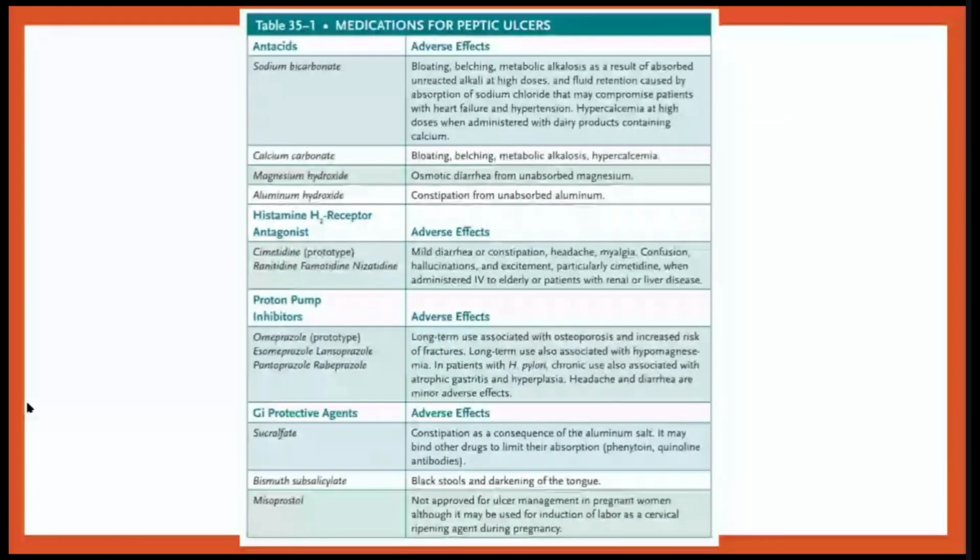The next is GI protective agents. The main one here is bismuth salicylate, as it may cause black stools, and also misoprostol. It induces early labor in pregnant women.